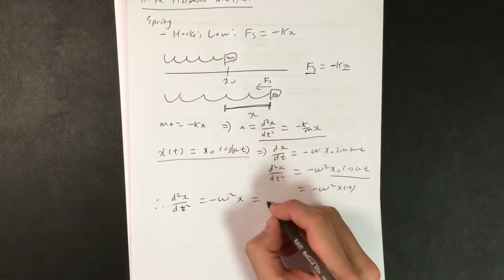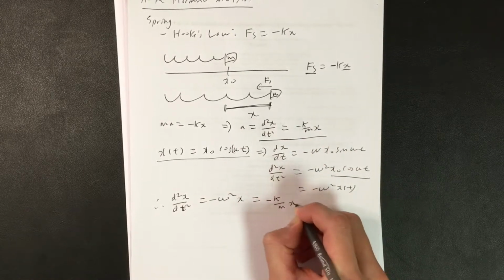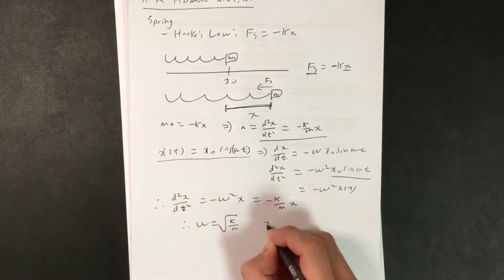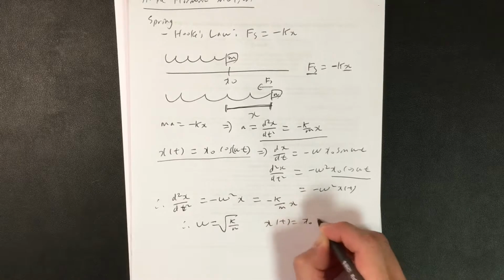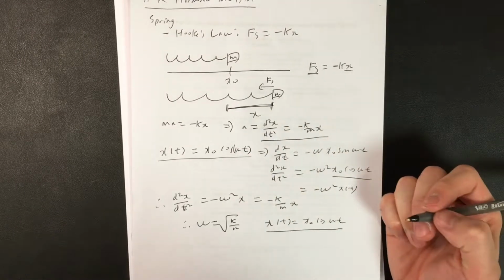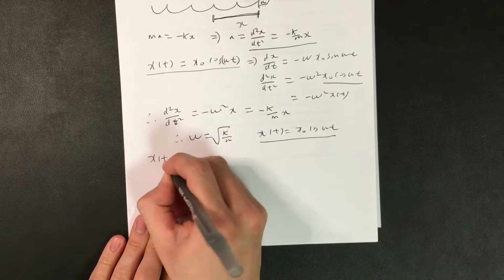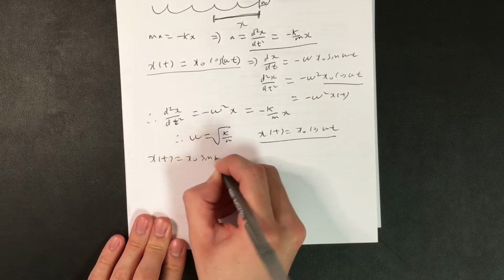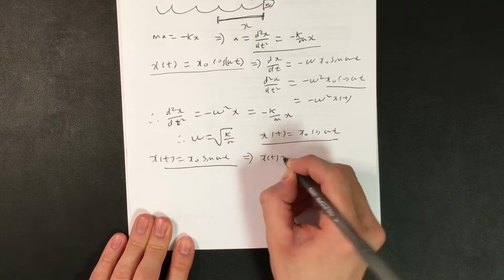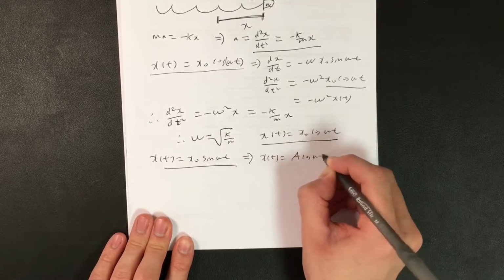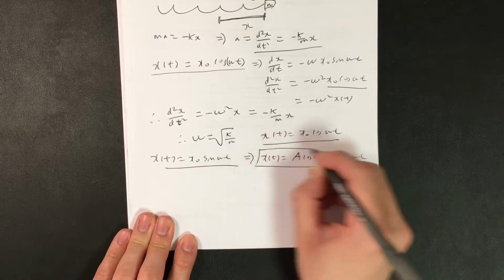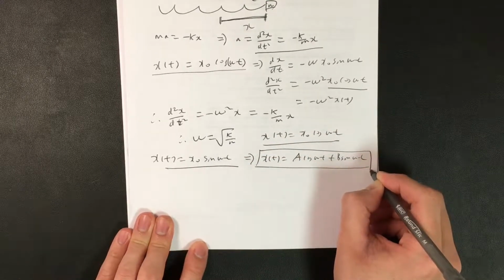From Hooke's law, this should equal negative k over m times x. Therefore, if omega squared equals k over m, then x of t equals x naught cosine omega t satisfies the differential equation. Similarly, x of t equals x naught sine omega t also satisfies the equation, which means x of t equals a cosine omega t plus b sine omega t would be the general solution that satisfies the motion of a spring.